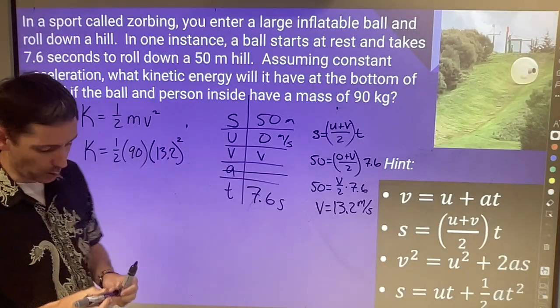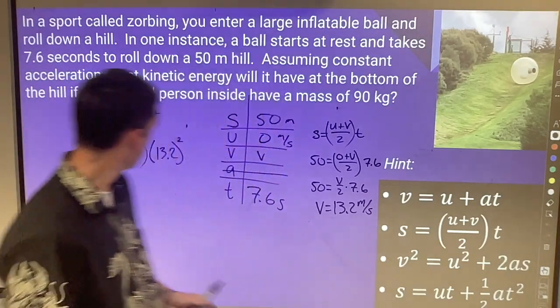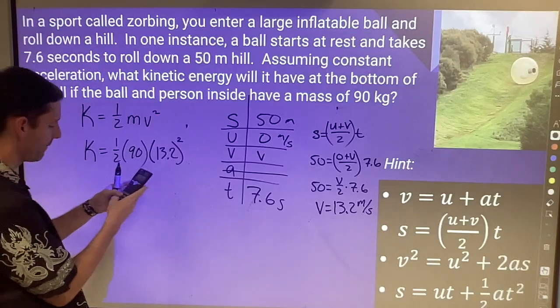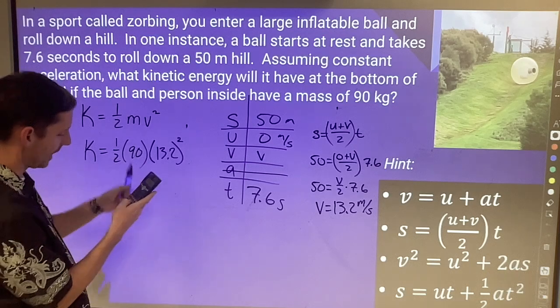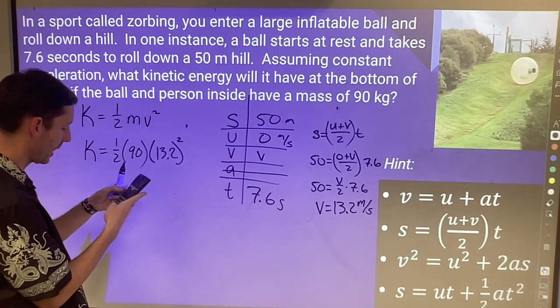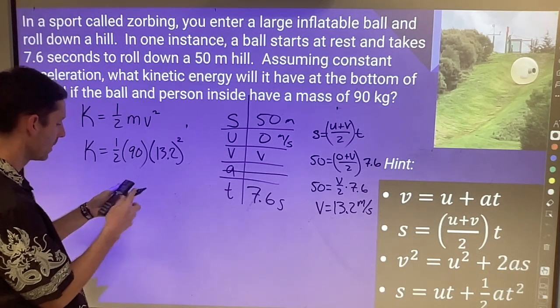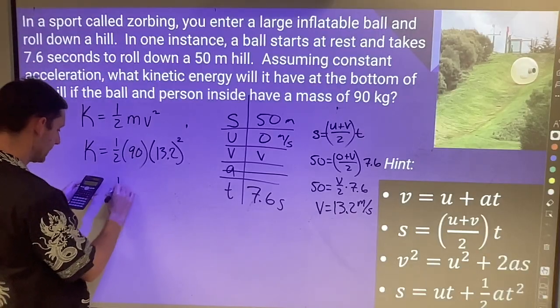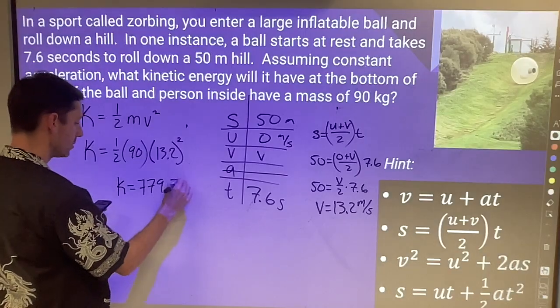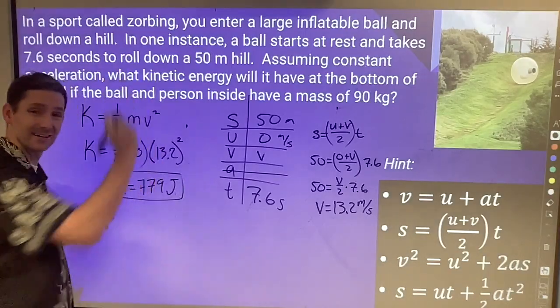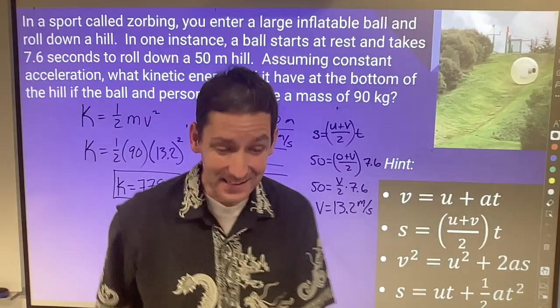And remember, that is squared. And so now I'll go 0.5 times 90 times that 13.2 squared, and I get that K equals 779 joules. Ta-da!